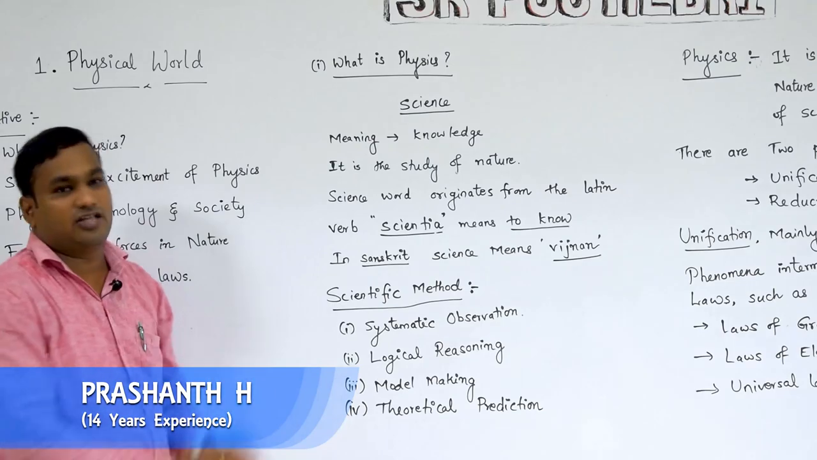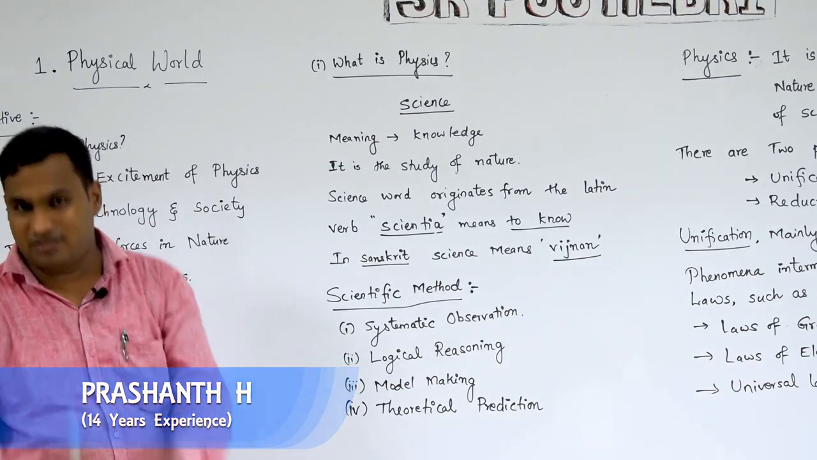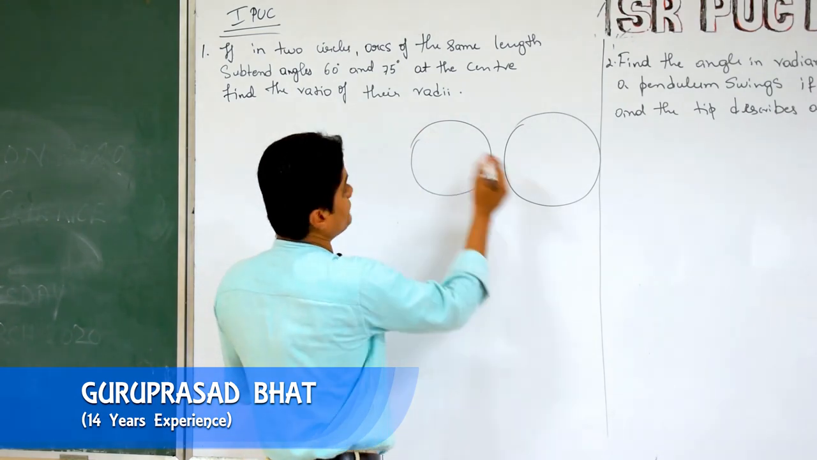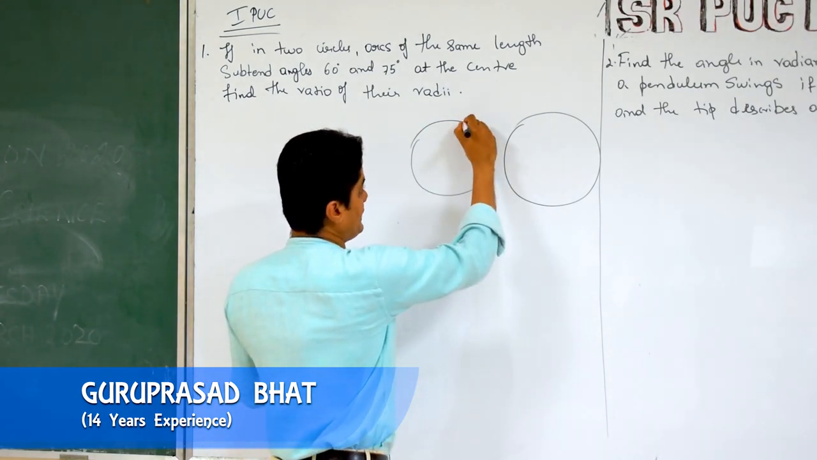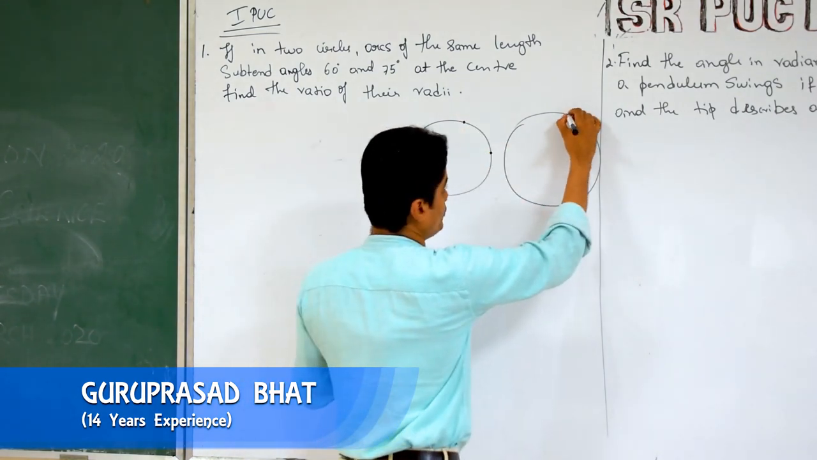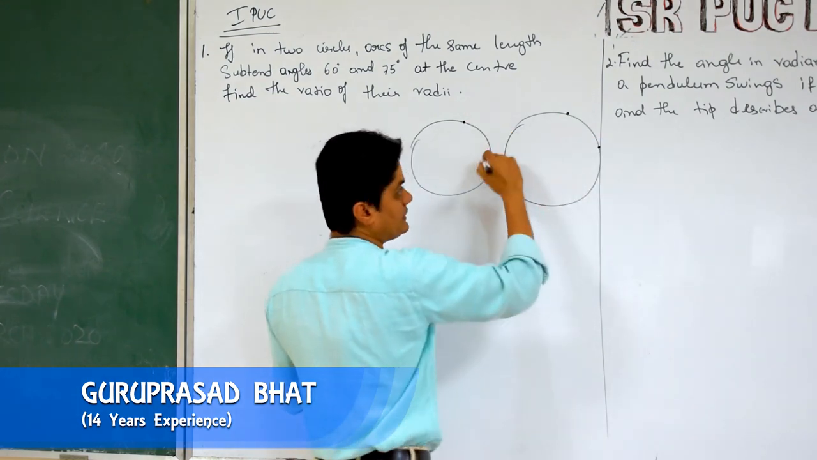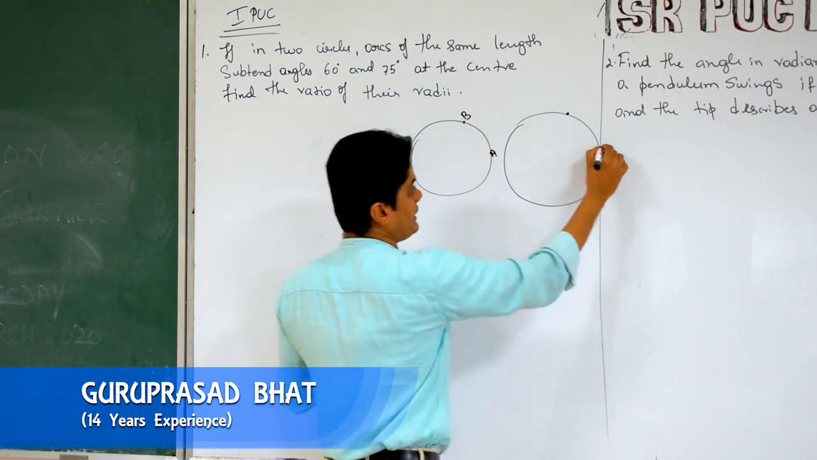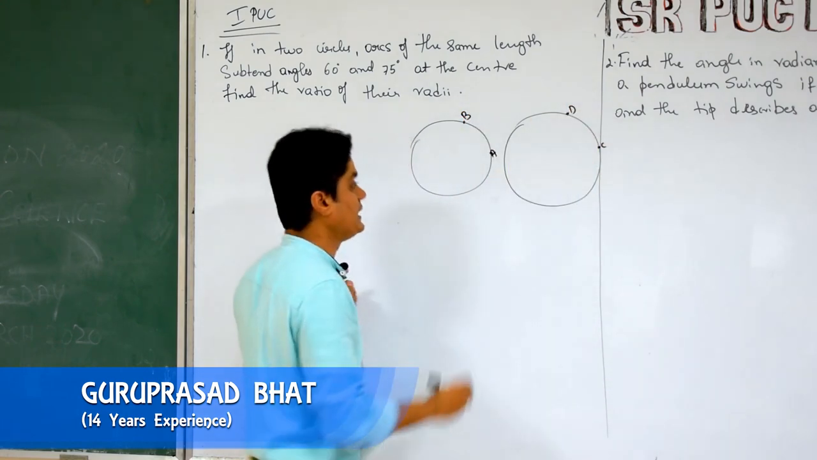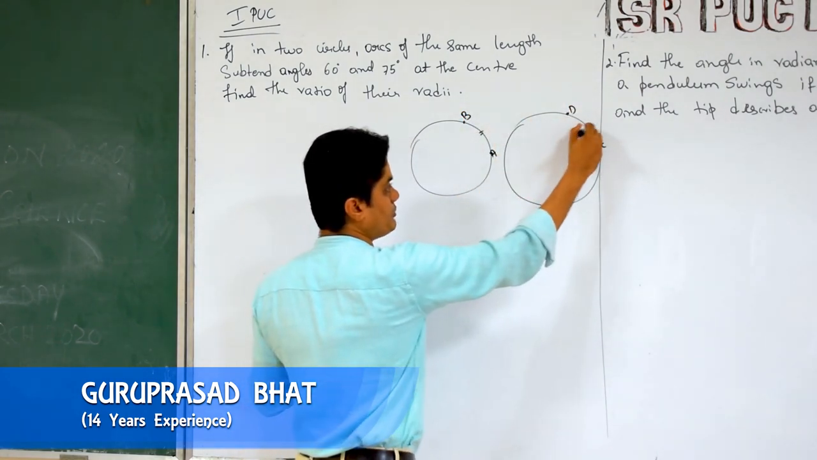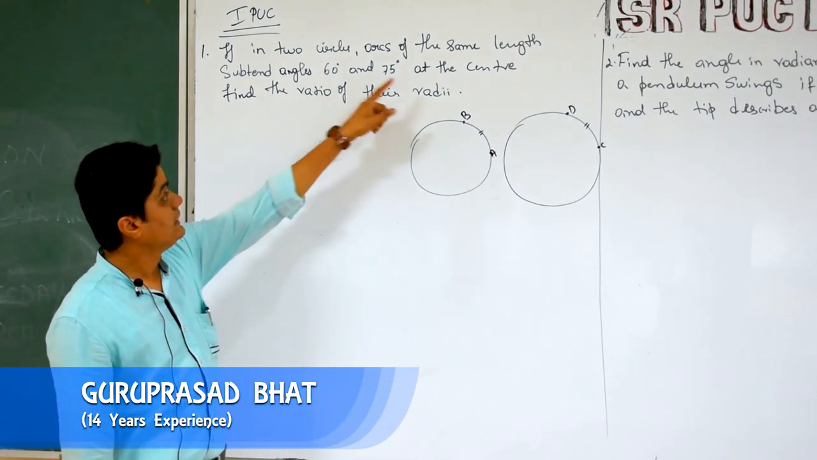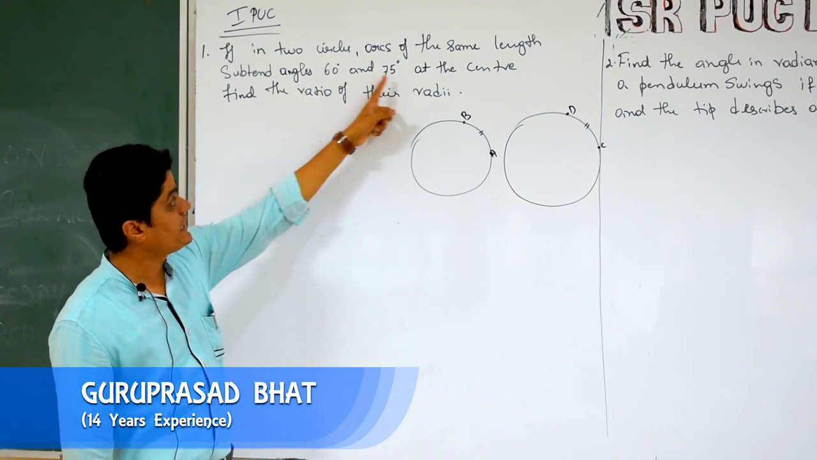Again, to understand science, a particular method is required. First, consider two arcs in two circles, of the same length. I hope you know what I mean by an arc, right? The length of a part of the circumference. I'll consider two arcs AB and CD in two different circles, of the same length. The arcs in the different circles are the same length and subtend angles of 60 degrees and 75 degrees.